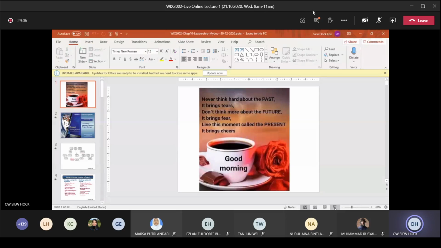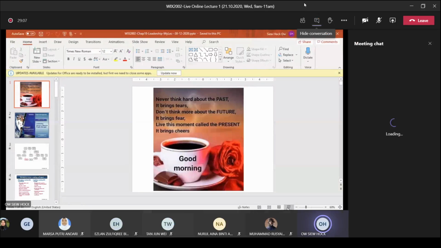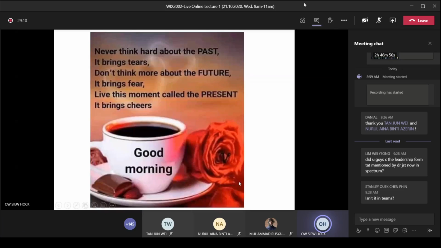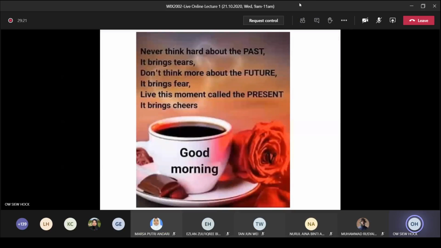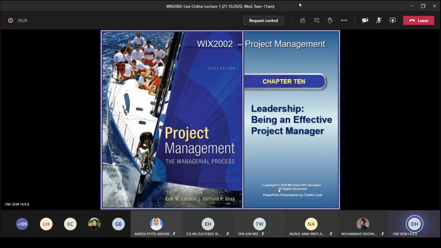Okay, as usual, I start with the quote first. Never think hard about the past, it brings tears. Don't think more about the future, it brings fear. Live this moment called the present, it brings cheers. So good morning, everyone. Let's continue. Today I go back to chapter 10, which is about leadership, being an effective project manager.